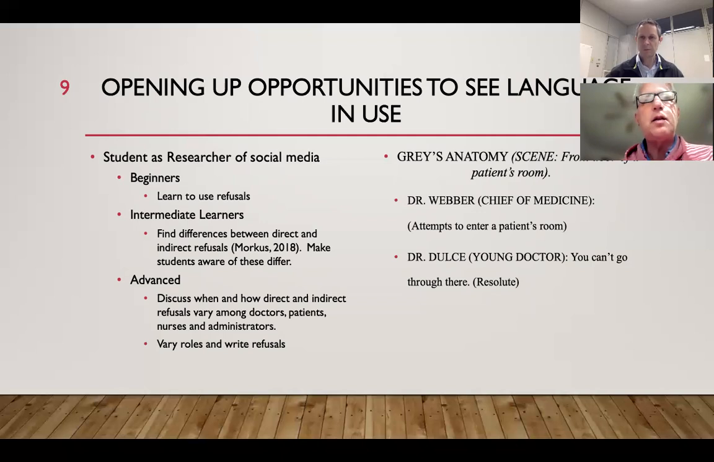And the language use in it is so simple that beginners can understand it. And you may have to have a discussion in the first language for beginners, but there's a lot of cultural information going on there that could be very interesting. The intermediate and advanced, of course, could make a different kind of refusal, an indirect refusal, one that's more complex, and then talk about whether they would do that or not, because Dr. Weber, of course, has a much higher status than Dr. Dulce. So I just wanted to kind of add that in. Sure, thank you.